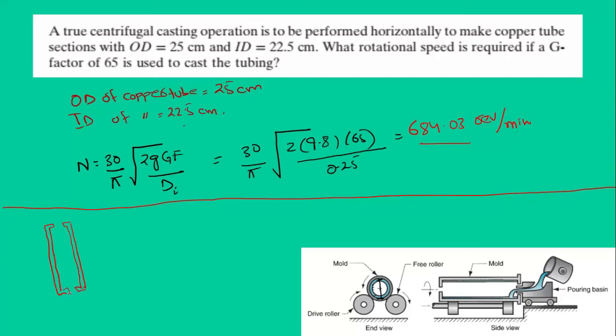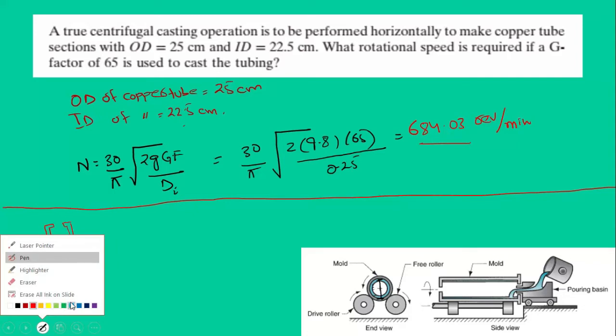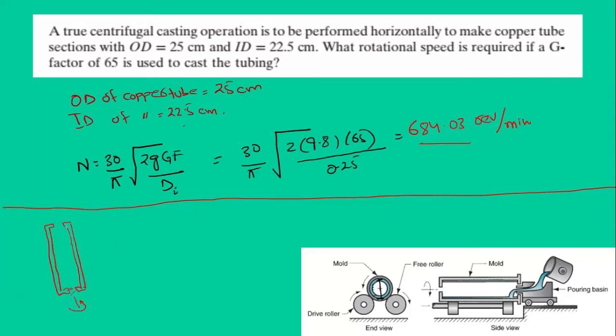let's suppose this is a mold cavity and we have poured the molten material and it is rotating at a high speed. It is rotating at a very high speed at certain revolutions per minute. So once the molten material settles down along the mold wall here, it's not visible.